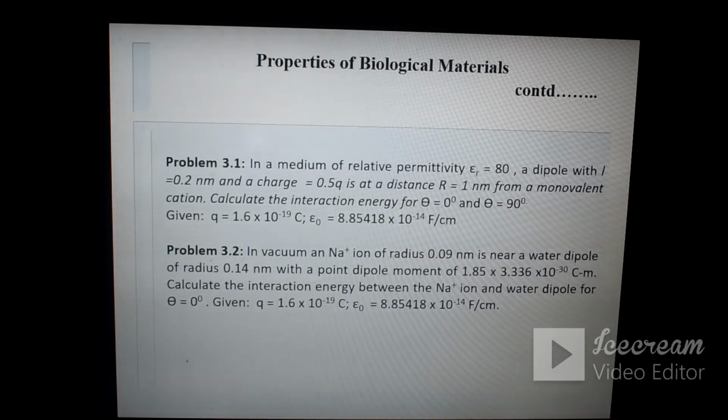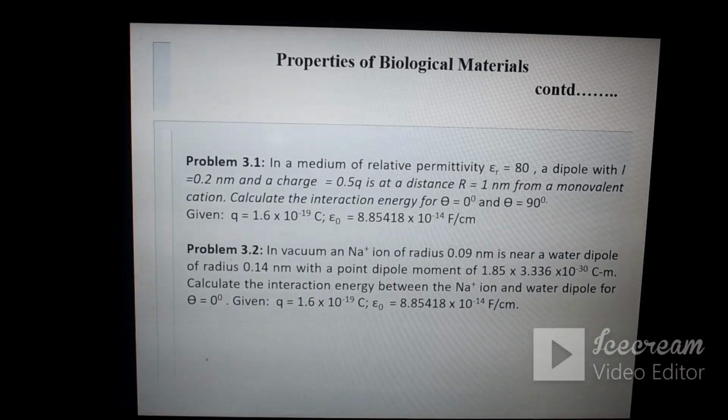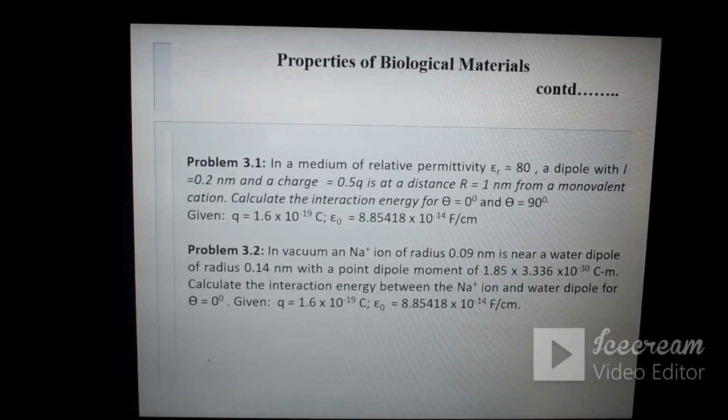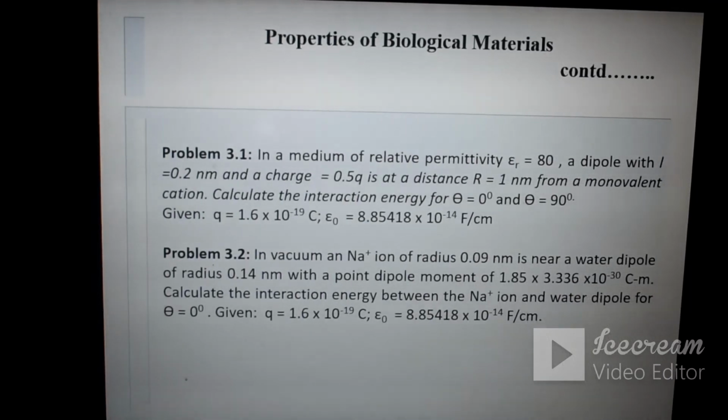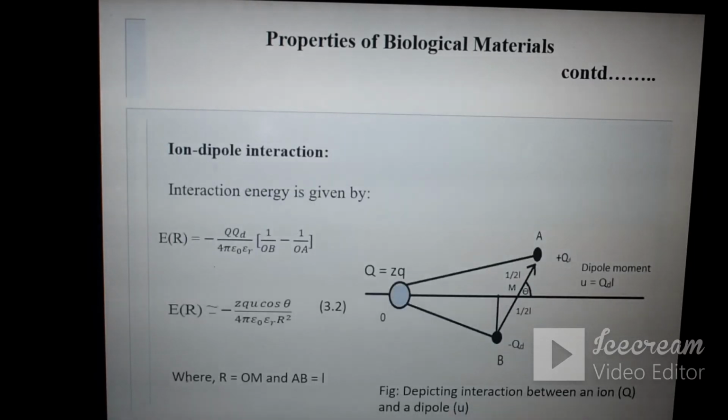Problem number 3.1. In a medium of relative permittivity epsilon r equal to 80, a dipole with L equal to 0.2 nanometer and a charge equal to 0.5 q is at a distance r equal to 1 nanometer from a monovalent cation. Calculate the interaction energy for theta equal to 0 degree and theta equal to 90 degree, given the q value and epsilon naught value. Similarly, problem number 3.2. You can solve this using equation 3.2.